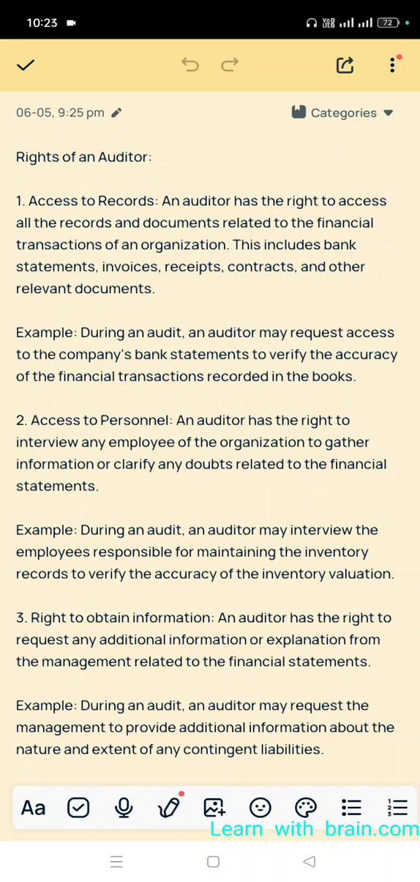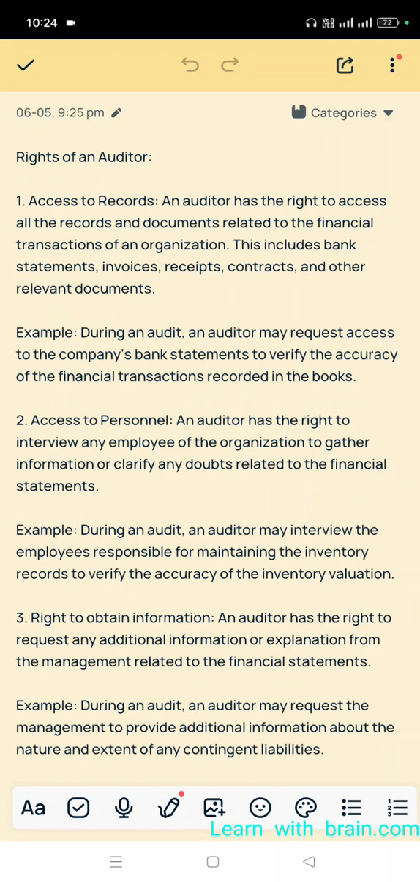First of all, we discuss the rights of an auditor. First right, do you know the meaning of right? The first right is access to records. An auditor has the right to access all the records and documents related to the financial transactions of an organization. This includes bank statements, invoices, receipts, contracts and other relevant documents related to the financial transactions of an organization. Remember that.